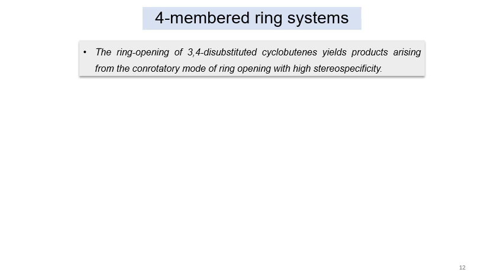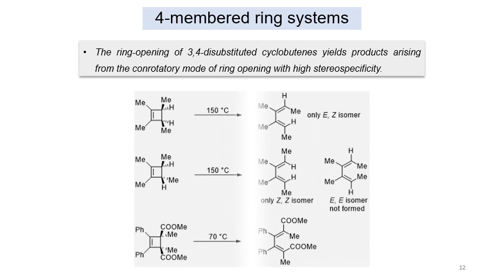In the four-membered ring system, we have already seen several examples. We can start off with cyclobutenes. If you see this particular case, these are 4N systems. Obviously, they will undergo a conrotatory mode of ring opening with high stereospecificity. In one case, you would observe torquoselectivity, so you get only this particular isomer, you do not get this particular isomer, obviously because of the mode of ring opening as well as the steric crowding in the transition state.